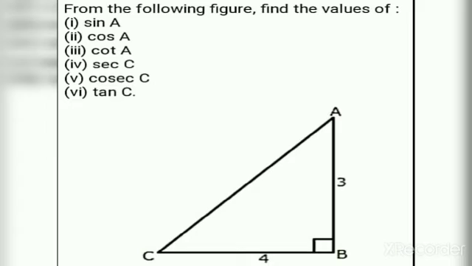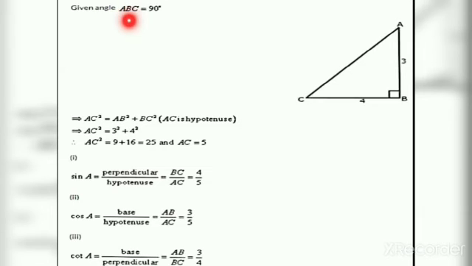Using that you are going to find the one more side, and then find sine, cos, cot and all those. You know the formulas for sine, cos, cot, secant, cosecant and tan. Using that you are going to find the values. First, what is given? Angle B is 90 degrees. Using the Pythagoras theorem, AC square equals AB square plus BC square. Since two sides are given and one is not, you can use the Pythagoras theorem to find the value of the other one.